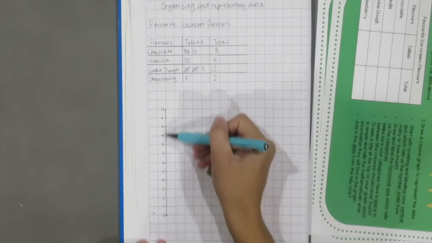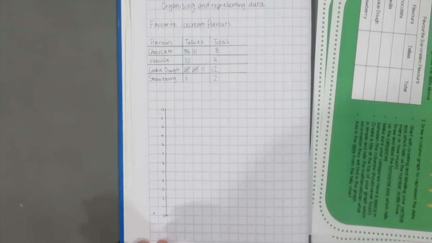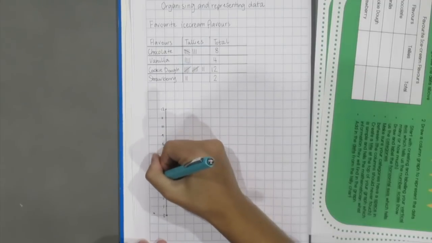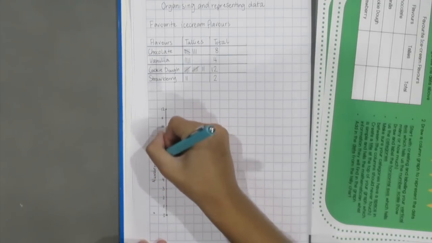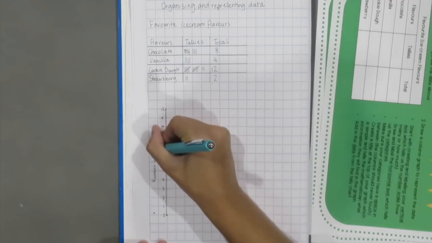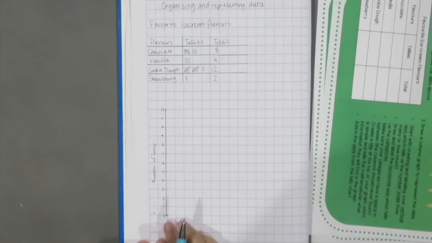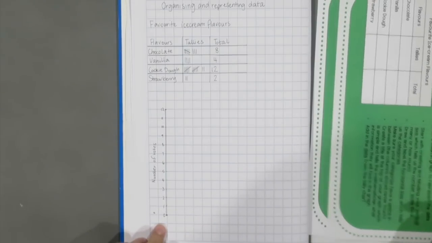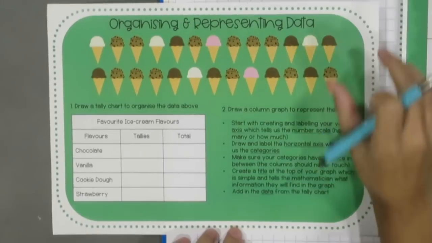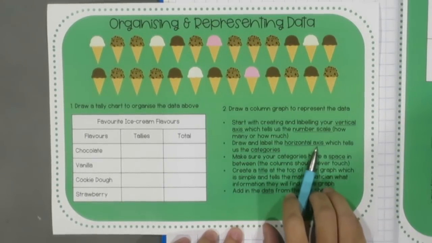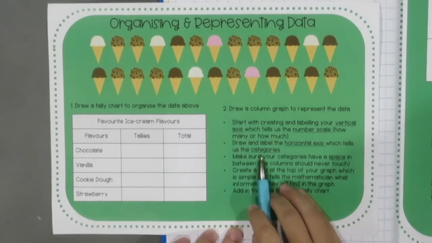Now we've got our scale, we've put our numbers 0 to 12, we need to give it a name. So we will call this our number of votes. This is how many people voted on their favourite ice cream flavour. Next step, it says draw and label the horizontal axis, which tells us the categories.